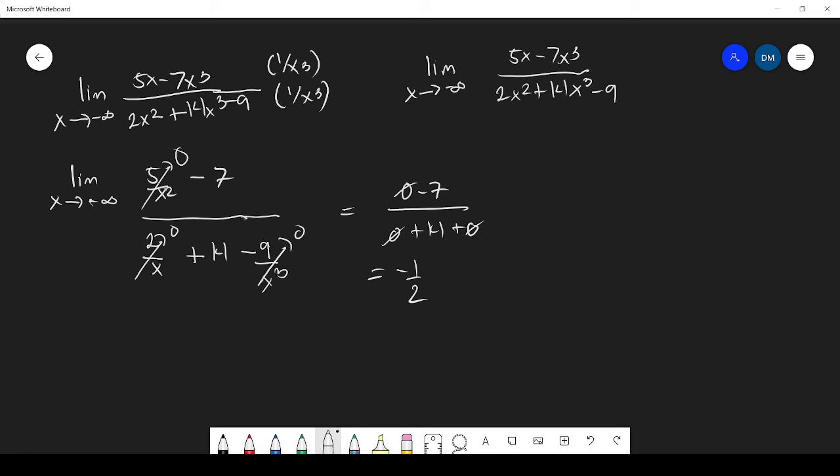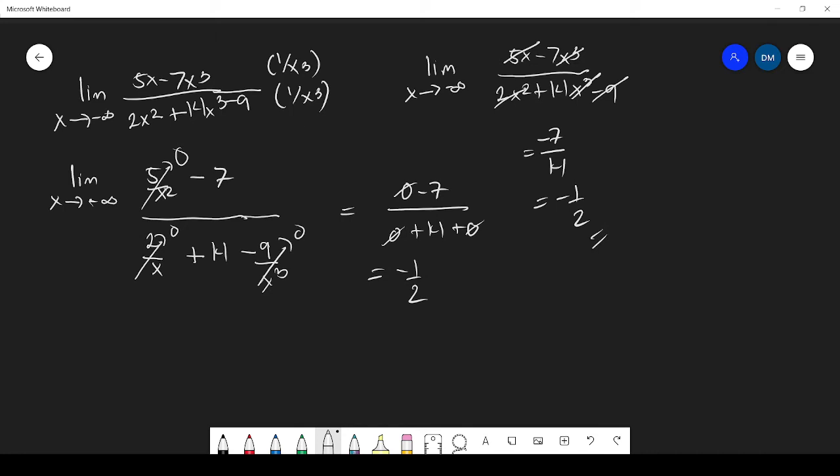So, ang gawin lang natin, yung highest degree is yun na lang yung i-retain natin because sila naman yung malaki yung value. So, tanggalin na natin tong 5x, tanggalin na natin tong 2x squared, tanggalin na natin tong negative 9. So, ang matitira na lang is negative 7x cubed over 14x cubed. So, i-cancel na natin tong dalawang x squared na to. Ang matitira is negative 7 over 14. That's the limit. And that is also equal to negative 1/2. Ayun. So, yun na yung shortcut.